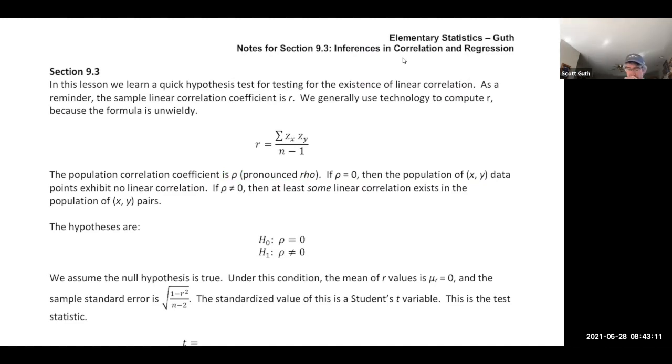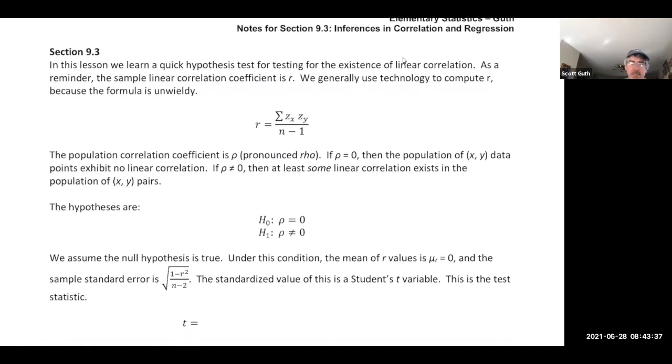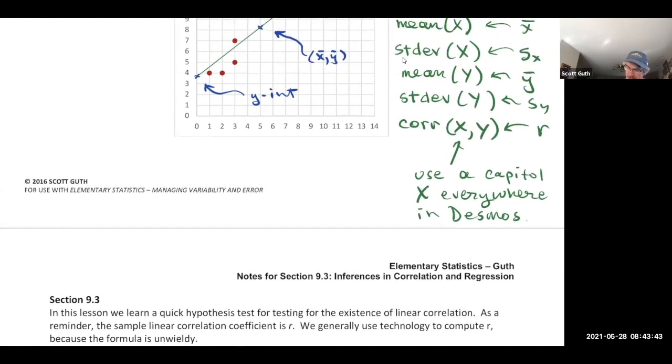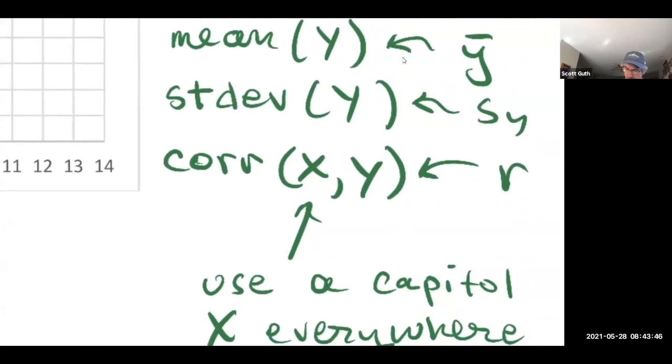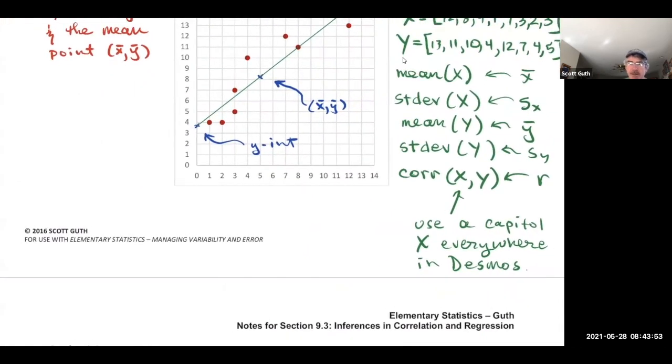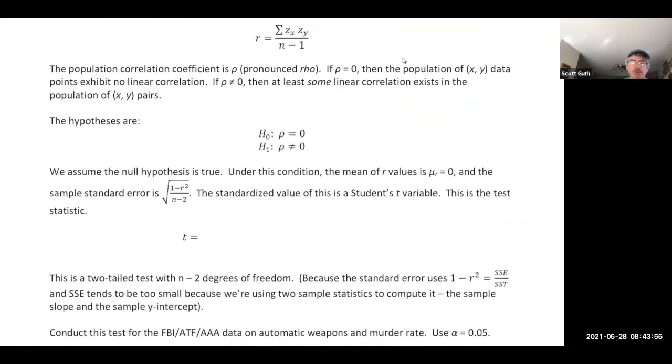Okay, let's go ahead and read this. Again, it's section 9.3. In this lesson, we learn a quick hypothesis test for testing for the existence of linear correlation. As a reminder, the sample linear correlation coefficient is R, from a sample. We generally use technology to compute R because the formula is unwieldy, a hard computation. We did it once, probably won't do it again. The last thing we did in Desmos last time was a formula for computing R. It's just corr of X, Y. Desmos does that, and you'll be able to use that on the final exam. So you don't have to compute R.